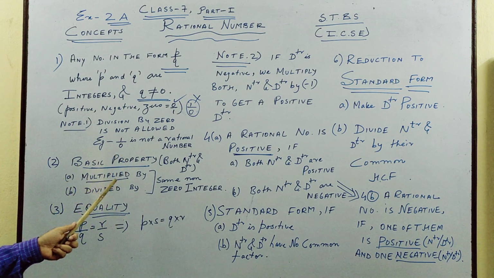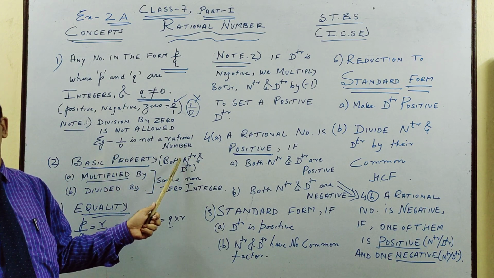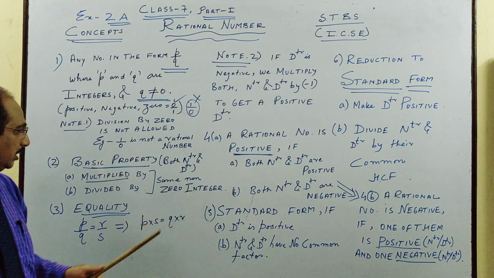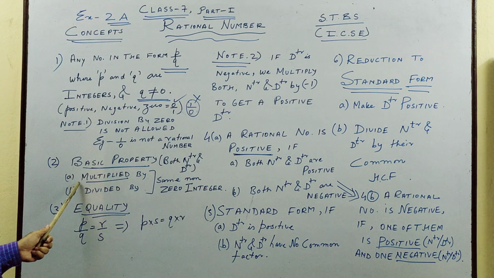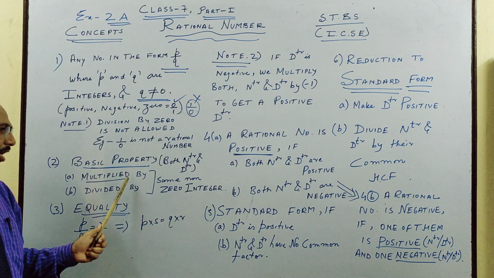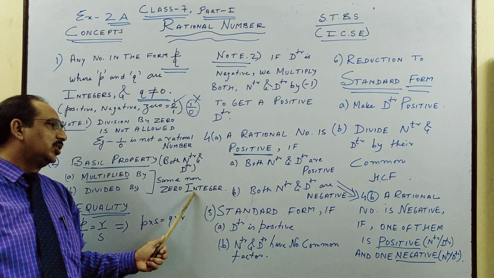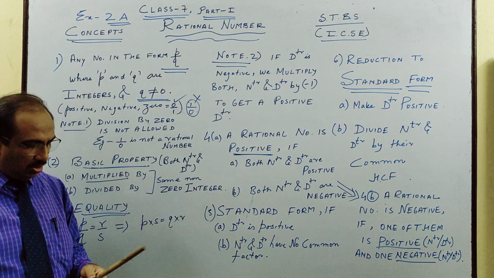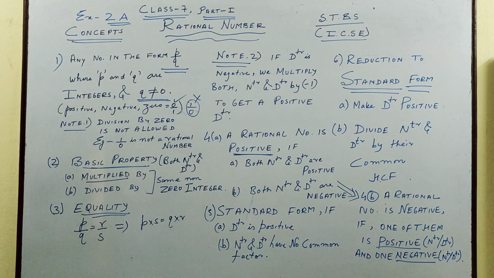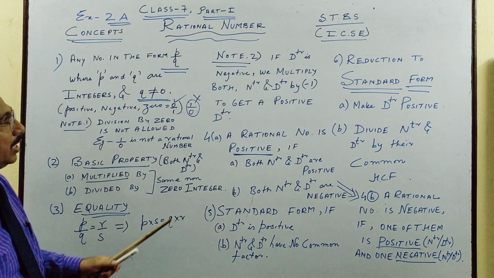There are some basic properties. NTR and DTR mean numerator and denominator in short. The next basic property: you can multiply or divide a rational number by the same non-zero integer. This I'll show you when I do the example. Next is what we call equality of rational numbers. When two rational numbers P by Q and R by S are equal, you can cross multiply: PS is QR. This also we will apply.